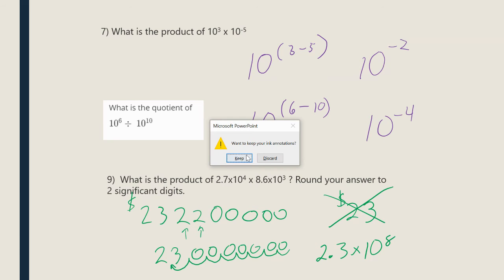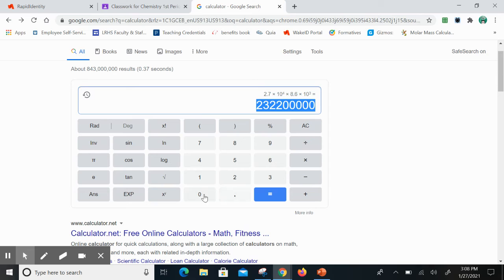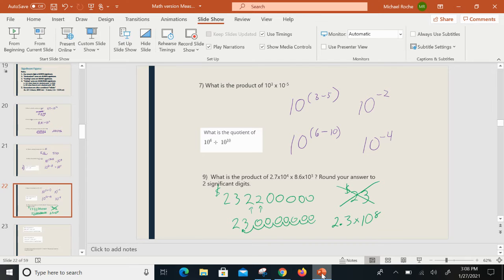Another way to do it is, I actually think, anyway. All right, so the other way to do it would be 2.7 and then which is the exp to the fourth, times 8.6 times 10 to the third.